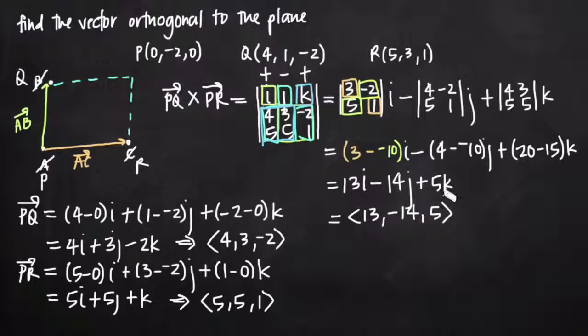That'll work also. And basically what we've said here is that since the vector PQ times PR is the orthogonal vector we found, we know that it's perpendicular to both PQ and PR, so it's also perpendicular to the plane through the points P, Q, and R. Therefore, we know that this vector, 13, -14, 5, is perpendicular to our given plane, the plane passing through the points P, Q, and R.